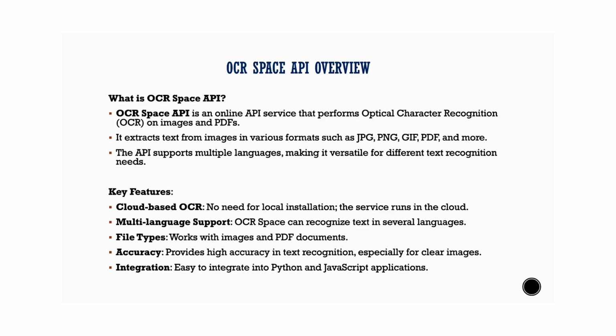The key features of the OCR Space API are: the OCR Space API runs in the cloud, so there is no need for local installation. It processes requests and returns results through HTTP. The API supports multiple languages, making it versatile for different text recognition needs. It works with various image formats. The API is designed to provide high accuracy in text recognition, especially for clear images.